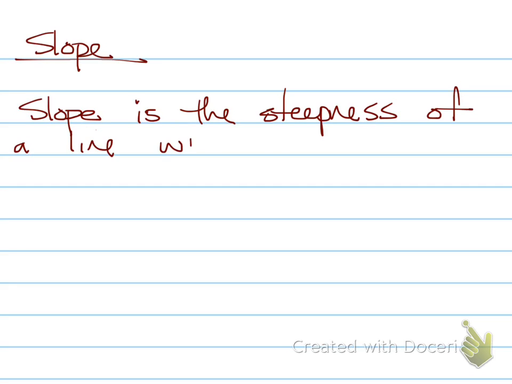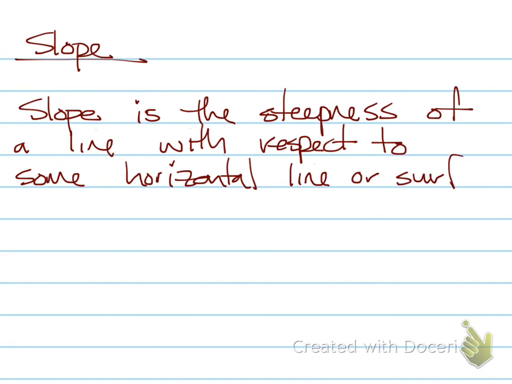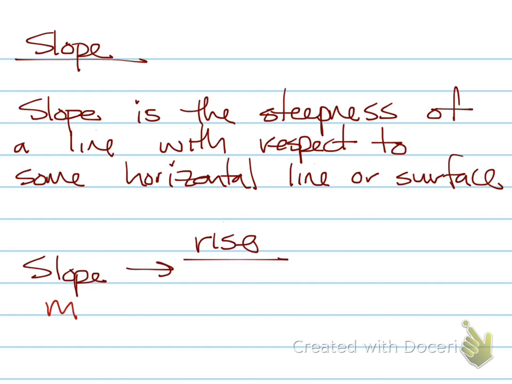All right, this lesson is on slopes. Slope is the steepness of a line with respect to some horizontal surface or horizontal line. The general definition for slope is rise over run, and the symbol that we use for slope is a lowercase m.